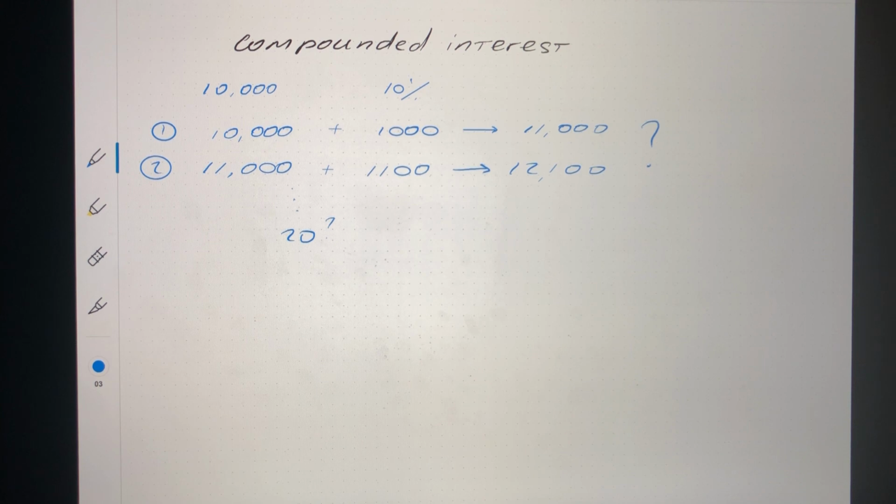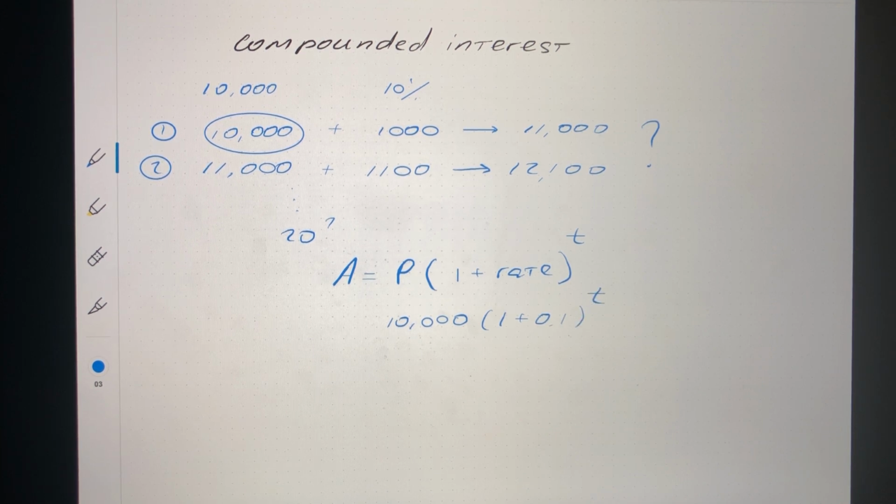Well, we are taking our original amount. So the final amount is equal to the principal, 1 plus the rate, to the power of time. So what we are doing is we're taking our $10,000 times 1 plus the rate, and the rate has to be in decimals. So 10% is 0.1, to the power t, which is time in years. So this is our final amount for our particular numbers.